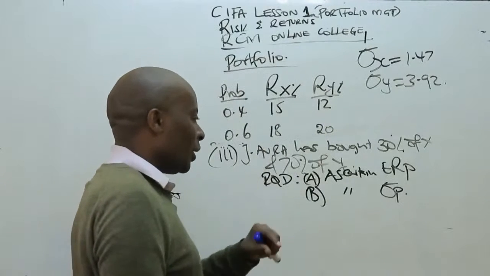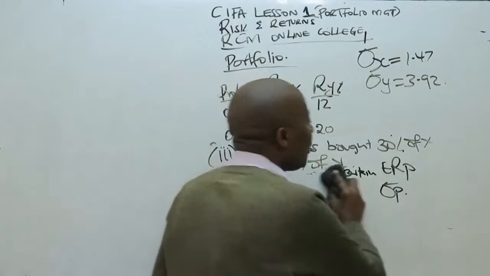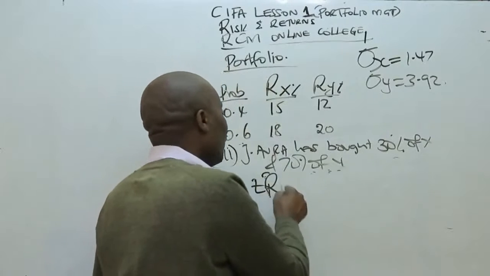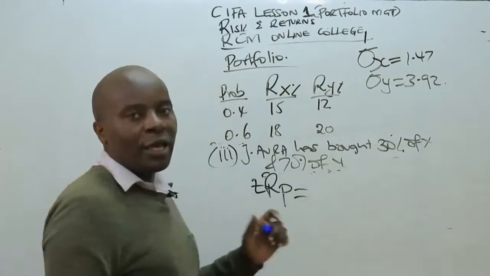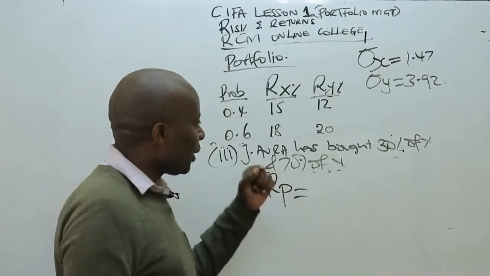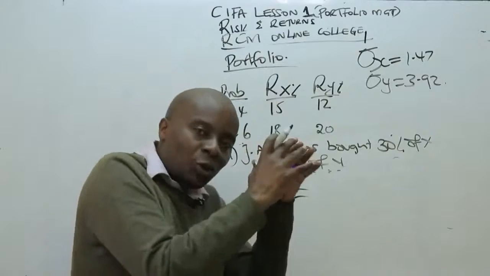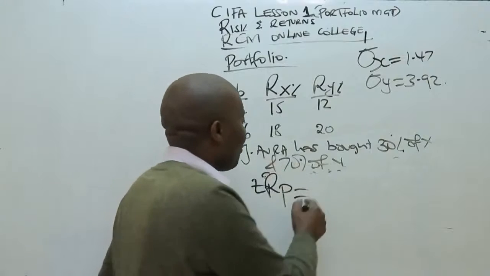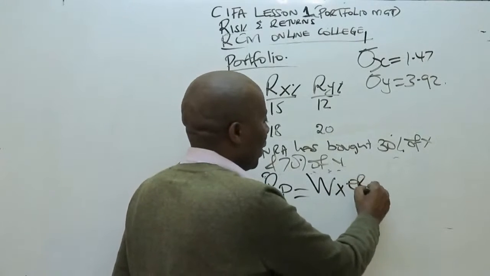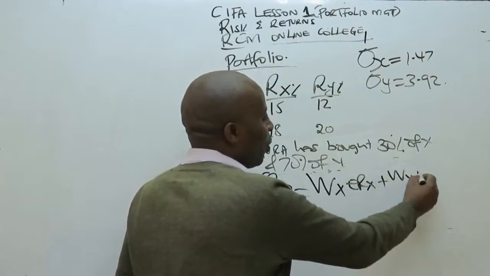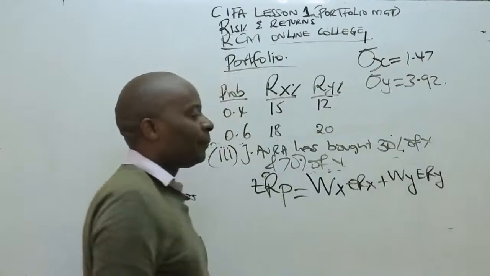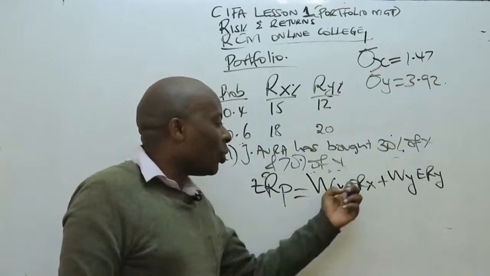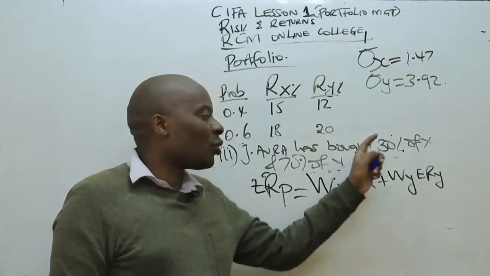Let us first of all handle these. Ladies and gentlemen, for us to handle these, we need to write the formula of getting the expected return of a portfolio. To get the expected return of our portfolio, I have to use what we call the weighted average concept. You take the weight of X times expected return of X, plus weight of Y times expected return of Y, because I consumed something small from X, as well as something small from Y.